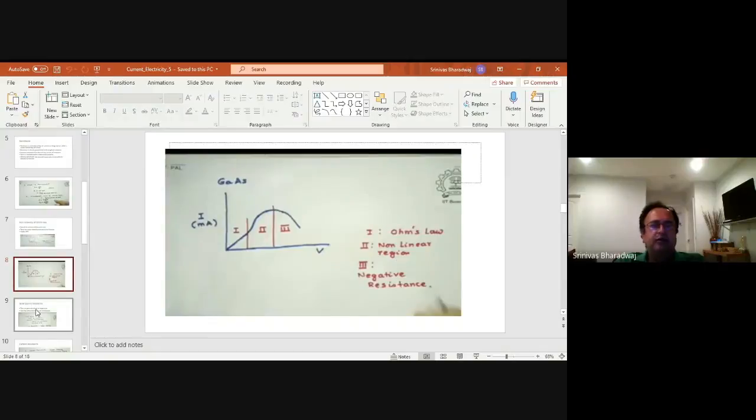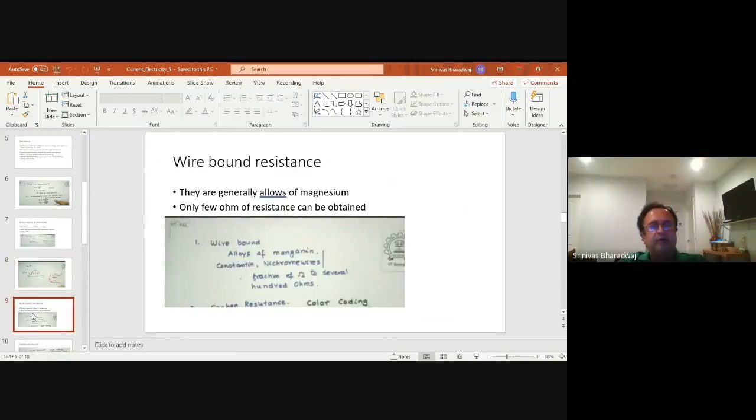Okay, and so we typically do use V equals IR. But if you look at gallium arsenide, which is a semiconductor, it has a V equals IR region, then a non-linear region, and then a region with this other thing called negative resistance. But most commonly, when we think of metal wires, we think of V equals IR, which is Ohm's law.